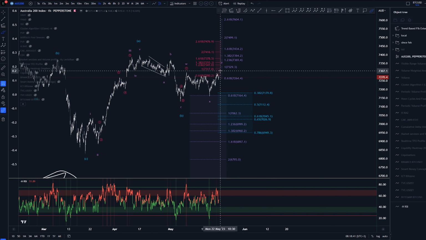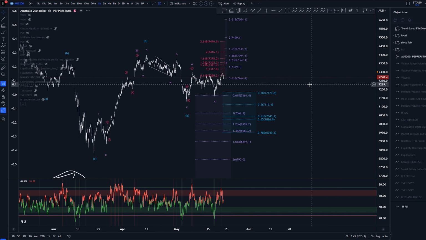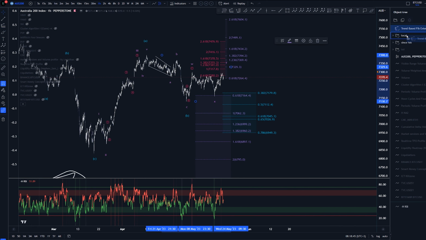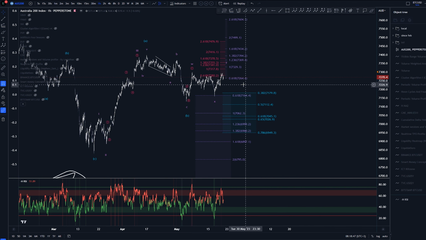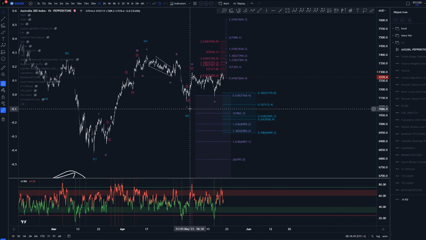Again, it's not guaranteed. But those are the things I'm looking for, not S&P, but AUS200 for the next week. Let's see some projections here.